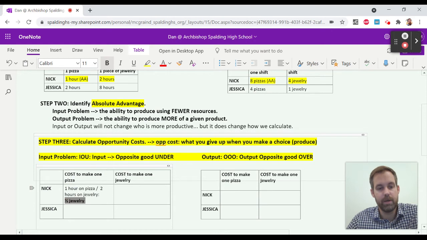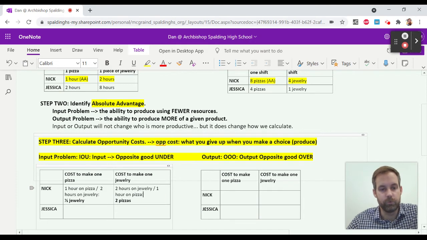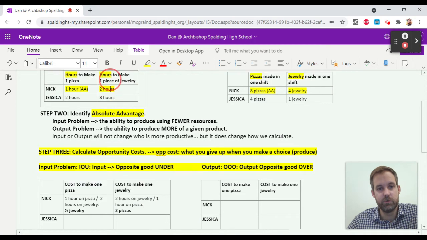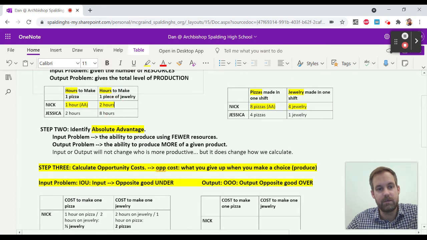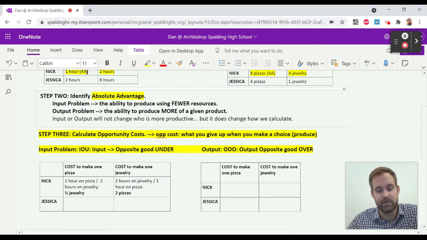So Nick gives up 1/2 of a jewelry when he makes pizza. For jewelry, we then do the opposite. So we say 2 hours on jewelry divided by, right, opposite good goes on the underside of the fraction, divided by 1 hour on pizza gives us 2 pizzas for every 1 jewelry he makes, right? So this is saying it costs Nick, if Nick spends 2 hours making jewelry, then he could have made 2 pizzas.